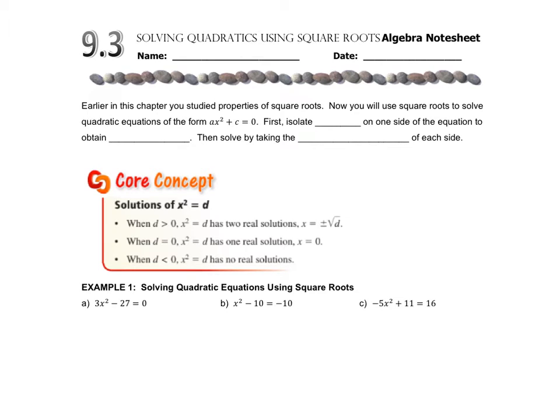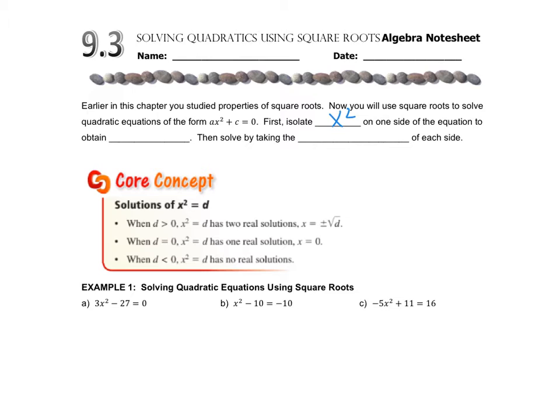Today we're going to talk about solving quadratics using square roots. So we talked about how to use square roots and how we can have a positive and a negative square root for all positive numbers. Now we're going to use those square roots to solve quadratic equations in the form of ax squared plus c equals 0. So first, we have to isolate the x squared.